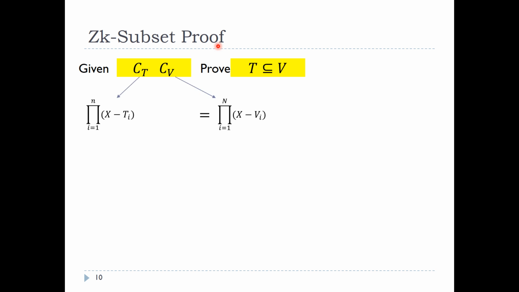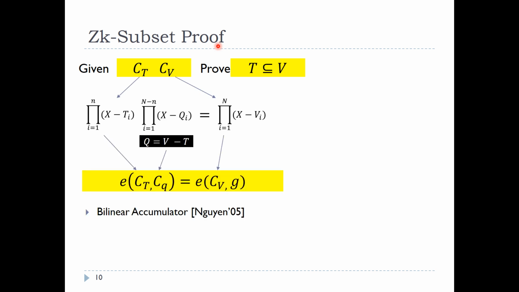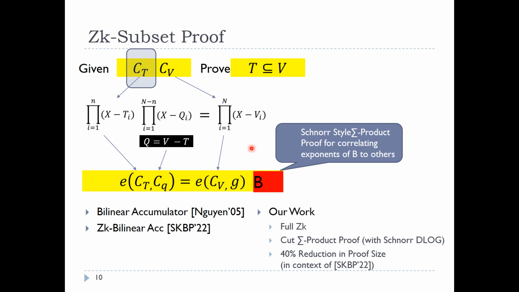The basic idea is to build up the scheme over the bilinear accumulator scheme. It takes advantage of the pairing equations to reason about the product relation between the polynomials. The scheme was further improved to zero knowledge by a paper that appeared in CCS last year. So we further improved this scheme to complete zero knowledge, and we are able to cut a sigma product proof part from its proof so that we gain about 40% reduction in the proof size.